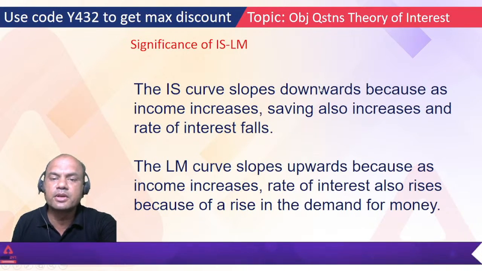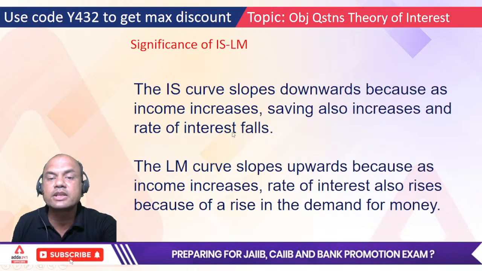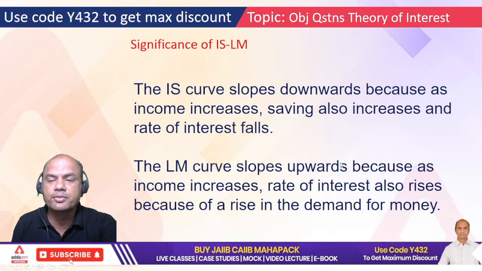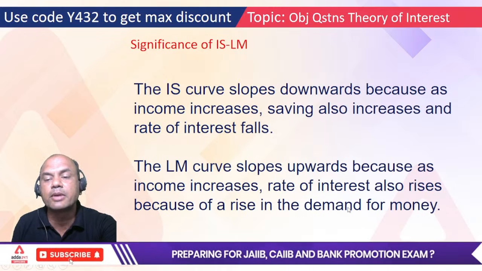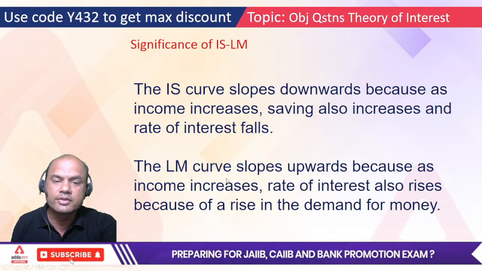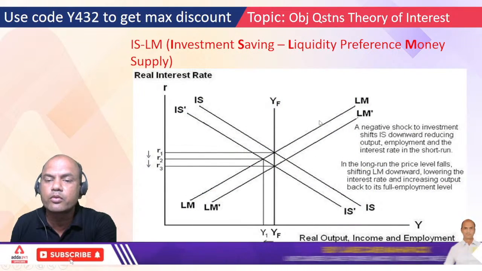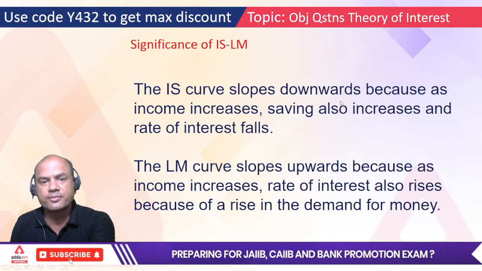IS curve slopes downwards because as income increases, savings also increase and the rate of interest falls. The rate of interest will always fall. LM curve slopes upwards because as income increases, the rate of interest also increases because of the rise in demand for money, isn't it? If the rate of interest decreases, people will demand more loans, right? So that's why the LM curve will go upwards.